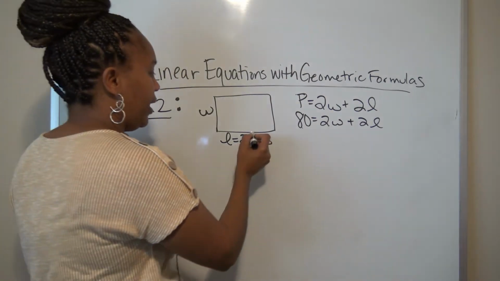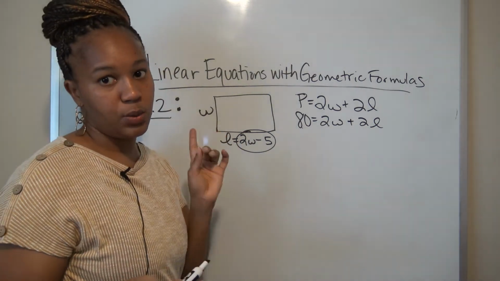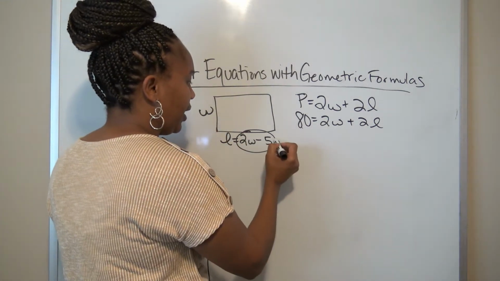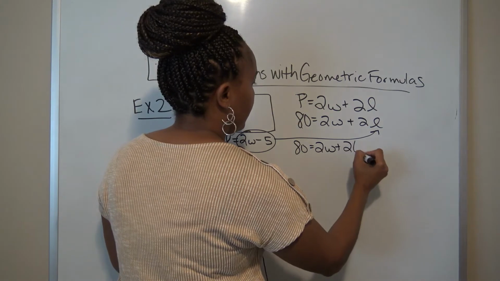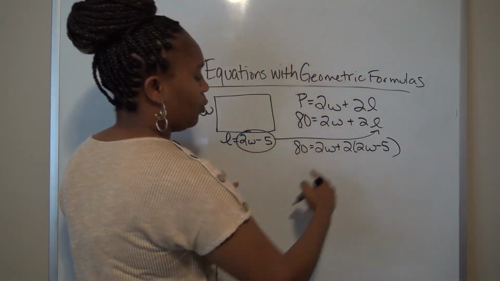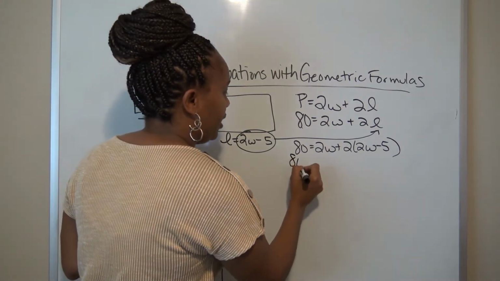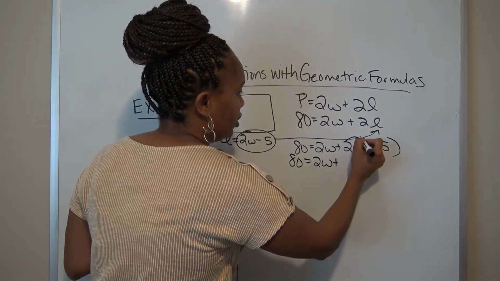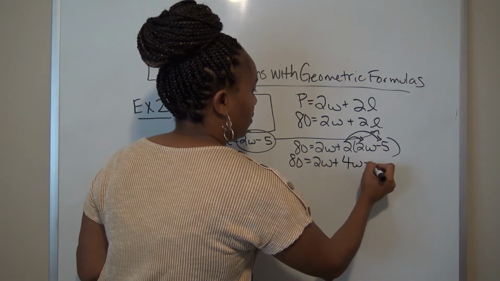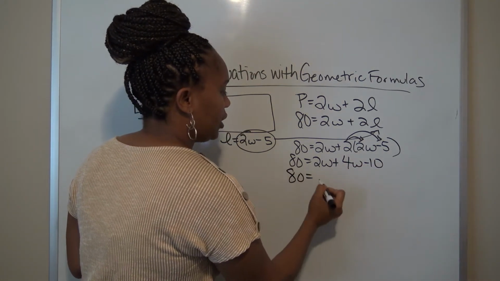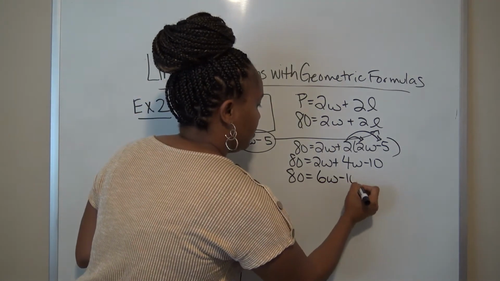Since we know what L is, and because this has two variables in it, I can't solve it. I can only solve one equation when it has one variable. So I'm going to replace L with 2W minus 5. Now I have only one variable, W, and I can solve for W. So I get 80 is equal to 2W plus, I'm going to distribute this 2 because it's outside of the parentheses, which will make it 4W minus 10. Then I'm going to combine my like terms, 2W plus 4W, which is 6W. So that becomes 6W minus 10.